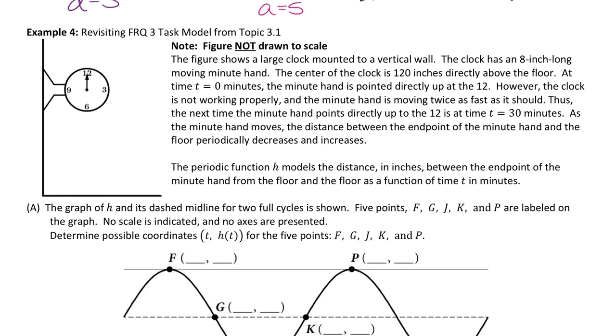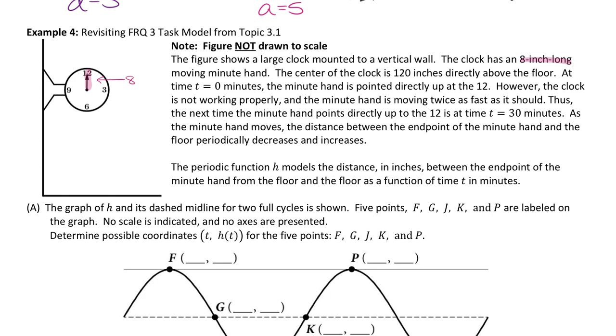This is the broken clock question. We had this on topic 3.1, but we're going to revisit it because we can now answer more questions about this function. Let's remind ourselves how we read this thing and made some coordinate points. It says the figure shows a large clock mounted to a vertical wall. The clock has an 8-inch long moving hand. Okay, so 8-inch long moving hand, which means this is 8. Oh, look at what color I just made that. What are you thinking that's going to be?